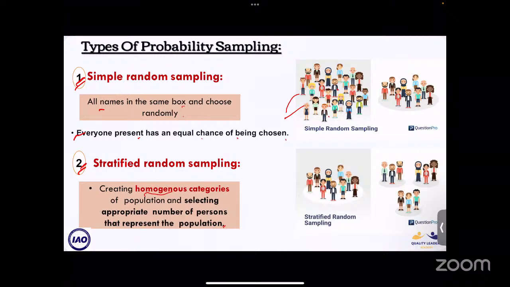Okay, so for example, I separate males into one group, females into another, and kids into another. After that, I choose randomly from each group. For instance, I select 5 males, 5 females and 5 kids from each group. So this is still random sampling, but specifically stratified random sampling, where you divide the population into groups and then take an equal number randomly from each group.